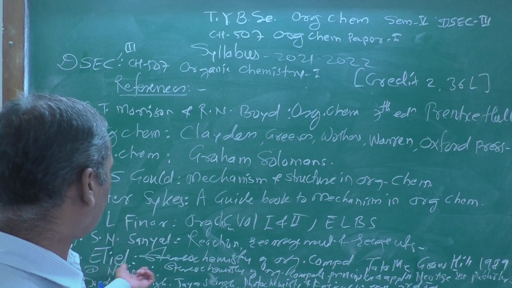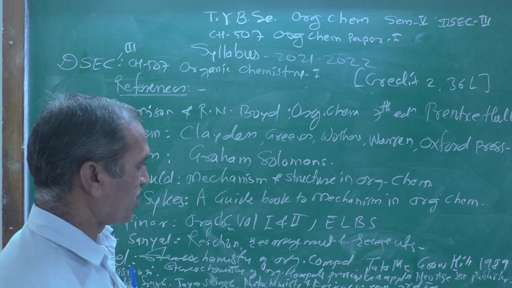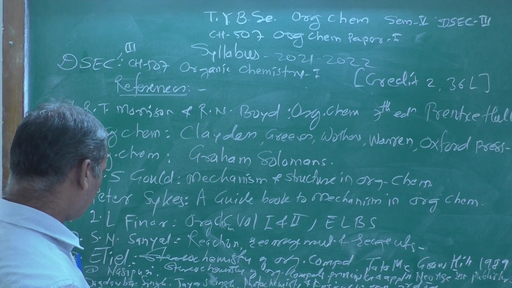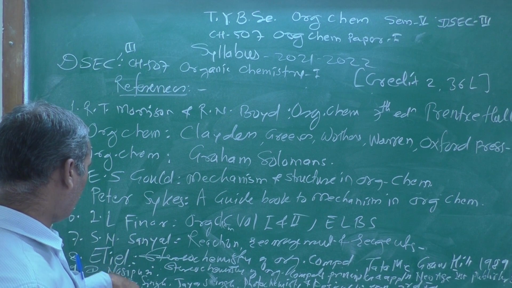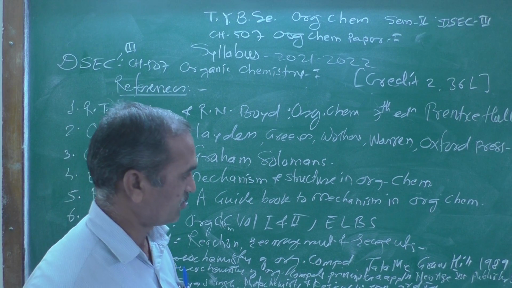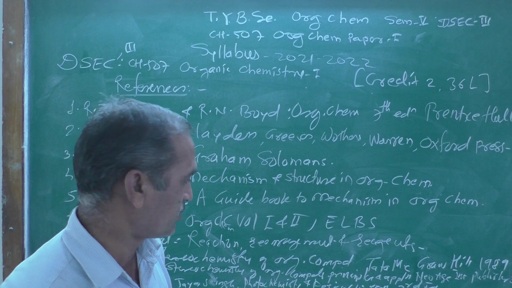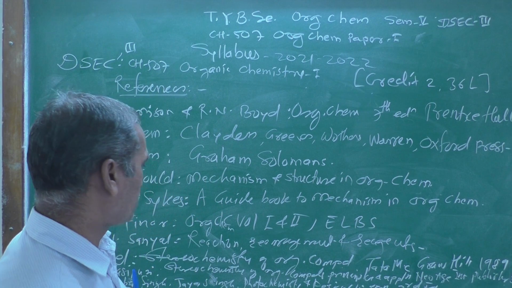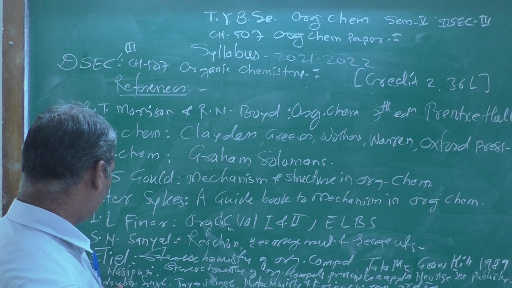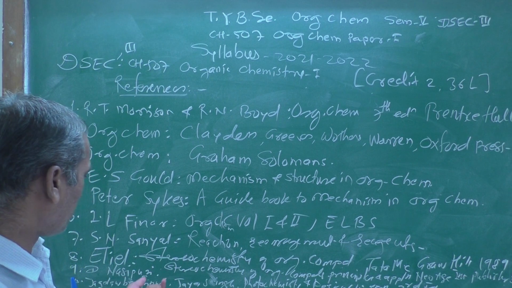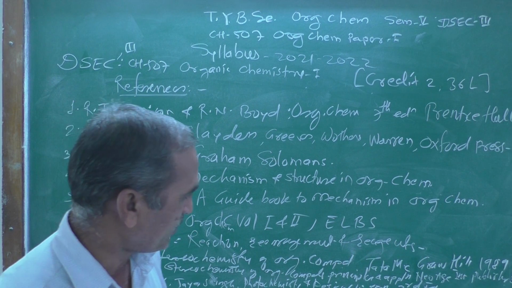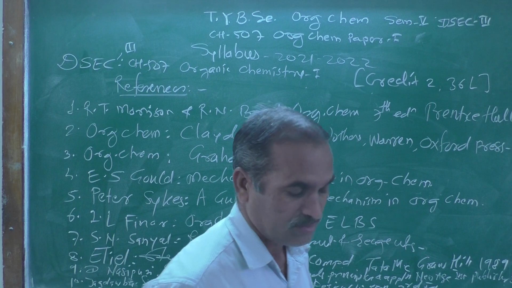Then Eliel, the international book, Stereochemistry of Organic Compounds, Tata McGraw-Hill, 1989. Then one Indian author is there, D. Nasipuri, Stereochemistry of Organic Compounds: Principles and Applications, New Age International Publishers, 3rd edition. And the last but not the least, a very good book written by two Indian authors, Jagdamba Singh and Jaya Singh. The name of that book is Photochemistry and Pericyclic Reactions, 3rd edition.